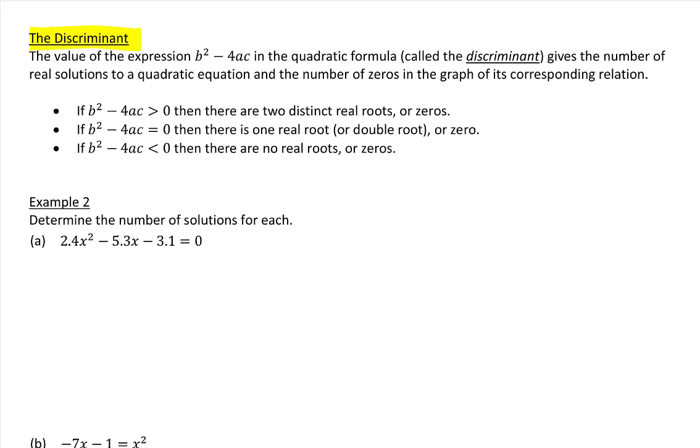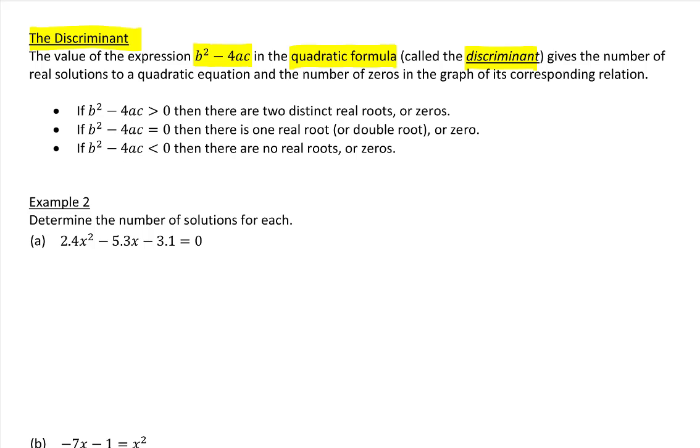So now we're going to talk about the discriminant. The value b squared minus 4ac in the quadratic formula is called the discriminant. And it gives the number of real solutions to a quadratic equation and the number of zeros in the graph of its corresponding relation.